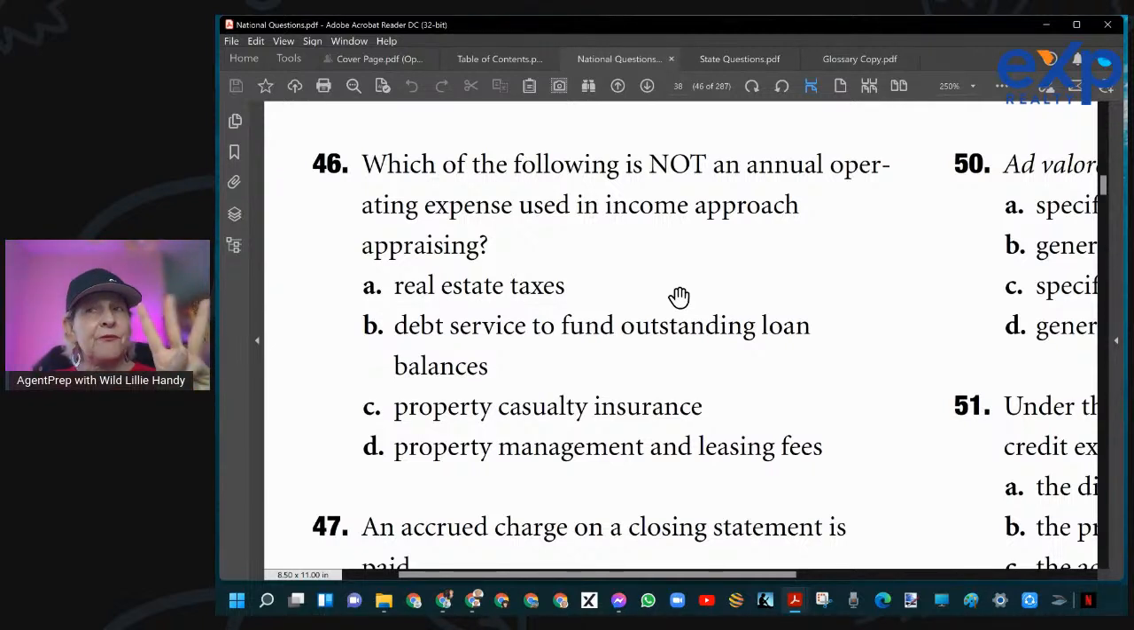Okay, there's three different types of appraising. Income approach is one of them. And this is done by the appraisers. We do a comparable market analysis, so do appraisers. But which of the following is not an annual operating expense used in income approach appraising? A, real estate taxes. B, debt service to fund outstanding loan balances. C, property casualty insurance. Or D, property management and leasing fees.